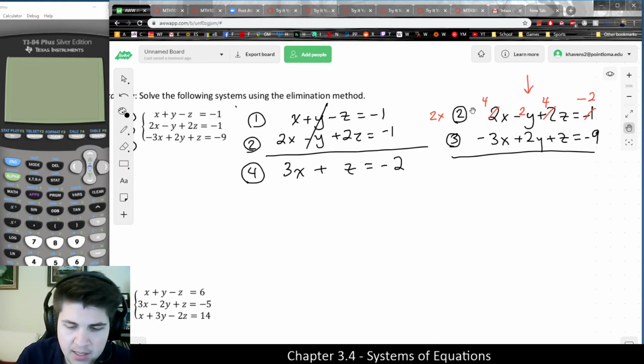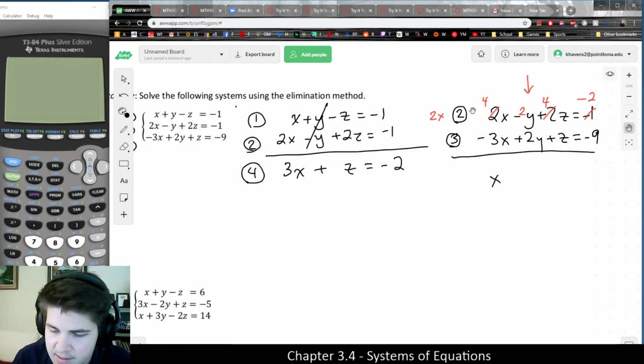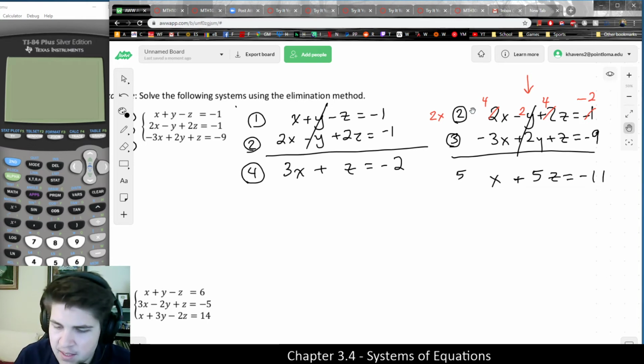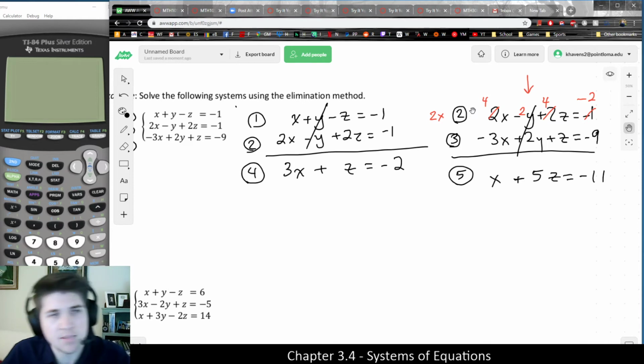And now I can add them together, do the elimination. So that would be 4 minus 3 is x, 1x. 2 minus 2 eliminates, and 4 plus 1 is 5z. And negative 2 plus negative 9 is negative 11. And this gives me a new equation where y has been eliminated.